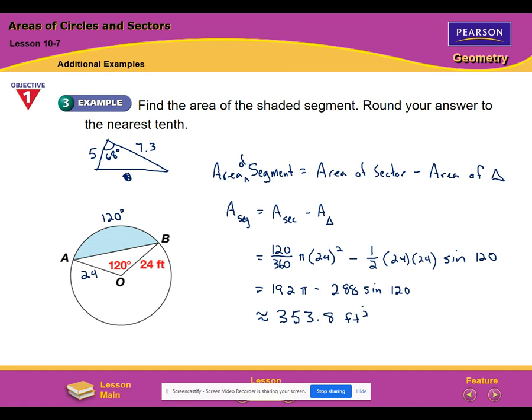Okay, so again, three concepts were covered there. Area of a circle should be easy. Area of a sector is just a fraction of the circle formula. And then this one, which is again the most in-depth one, is the area of a sector minus the area of the triangle, which gives you that area of a segment.